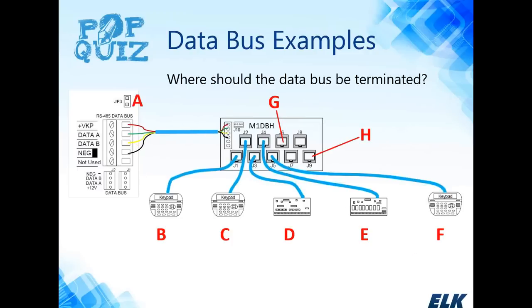Alright, so now we're going to use the data bus retrofit, the data bus hub. This is the passive hub using the RJ45s. Once again, we have a single run to the hub, and we've connected multiple devices to our hub. Where do you think the terminating jumper would be located?